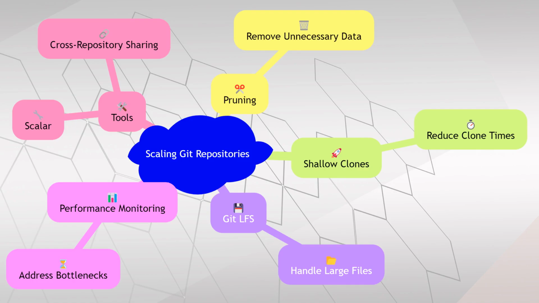Scaling Git repositories requires a combination of best practices and tools. Regularly prune unnecessary data to keep the repository size manageable. Use shallow clones for CI/CD pipelines to reduce clone times. Implement Git LFS, large file storage, for handling large binary files. Monitor repository performance and address bottlenecks promptly. Combine these practices with tools like Scalar and cross-repository sharing to achieve optimal performance and manageability. This section will outline key best practices for scaling Git repositories.